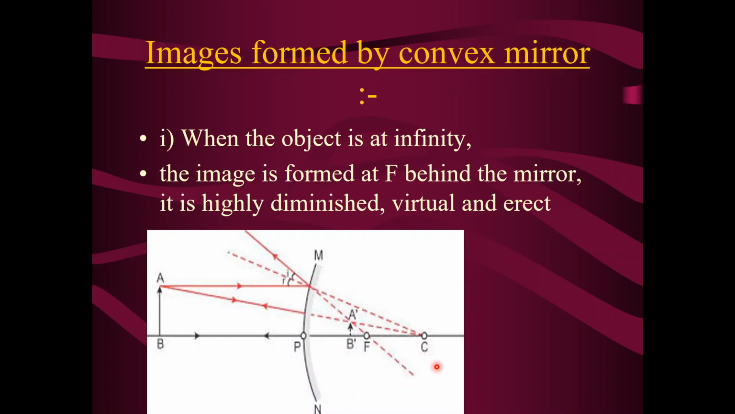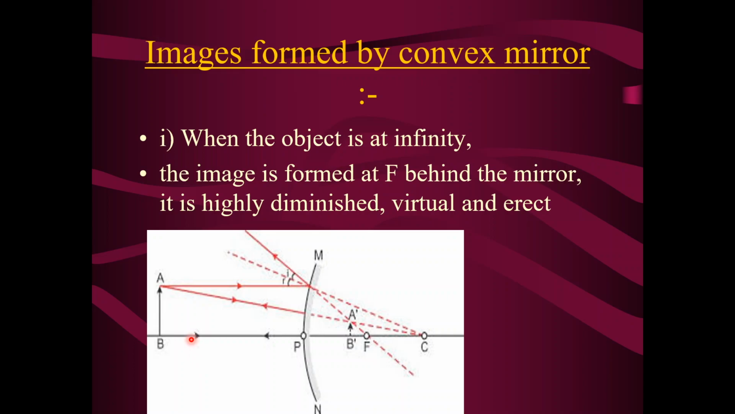Now, the image formed by the convex mirror. The convex mirror always forms a virtual and erect image, and the erect image formed by the convex mirror is always highly diminished, small in size. Just now you have seen in the ray diagram that the virtual image formed by the concave mirror is magnified, but the virtual image formed by the convex mirror is always diminished.